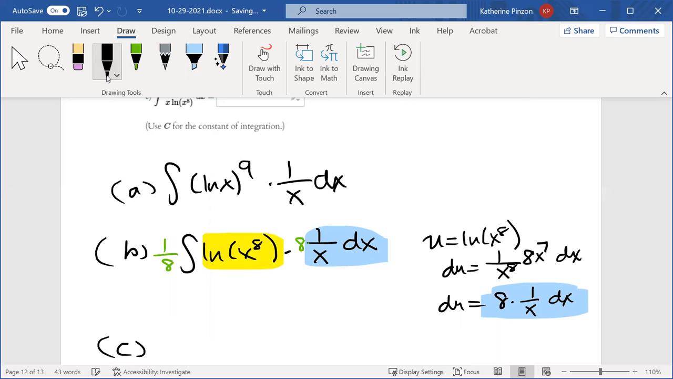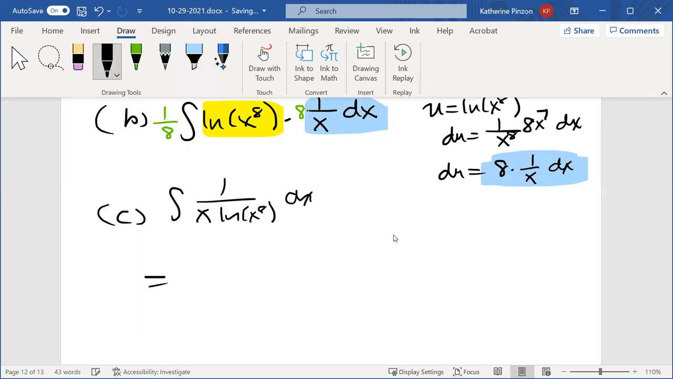I didn't finish, right? I just helped you a little bit. 1 over x ln x to the 8th dx. I'm going to write this as 1 over ln x to the 8th times 1 over x dx. Agree that those are the same? All I did is pull this 1 over x dx to the end because I think he's going to be my du. What are you going to pick for u? ln x to the 8th again.